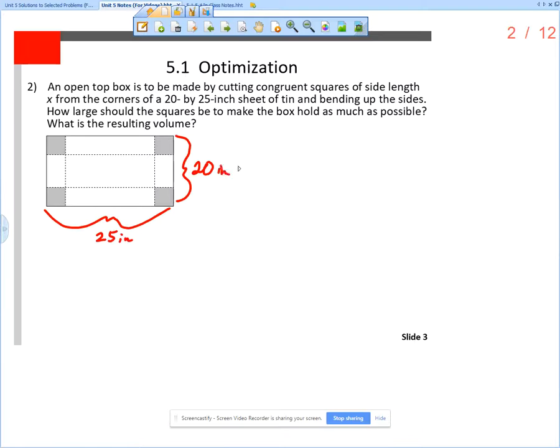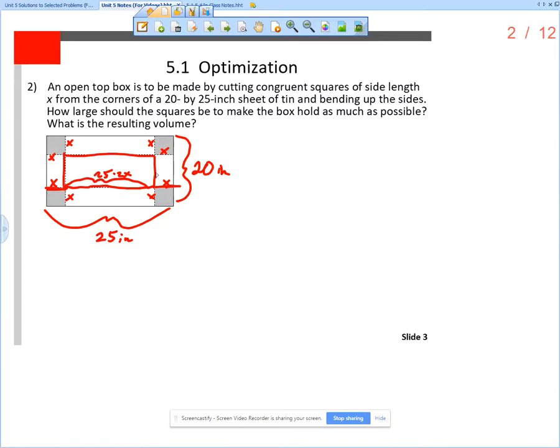Now the question is, if I cut x by x squares off of the corners of this, and then I fold along these dotted lines, now I'm going to have an open top box. As I fold those, what are the dimensions of this new box? Let's look at this bottom edge. I took x off here and I took x off here. So now my remaining width is actually 25 minus 2x.